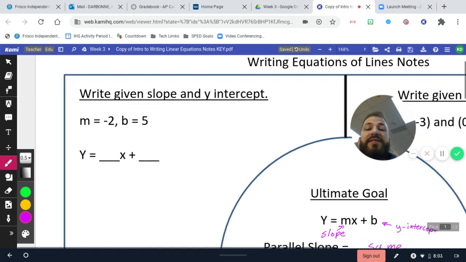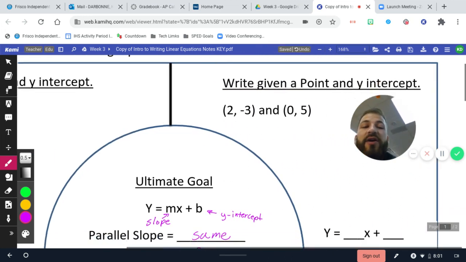The simplest one you could get is if I just straight up give you slope and y-intercept. So let's write our equation. I'm giving you m is equal to negative 2 and b is equal to 5. So we just plug both of those straight into the equation. So y equals negative 2x plus 5. Pretty straightforward. Kind of moving up the ladder of difficulty.